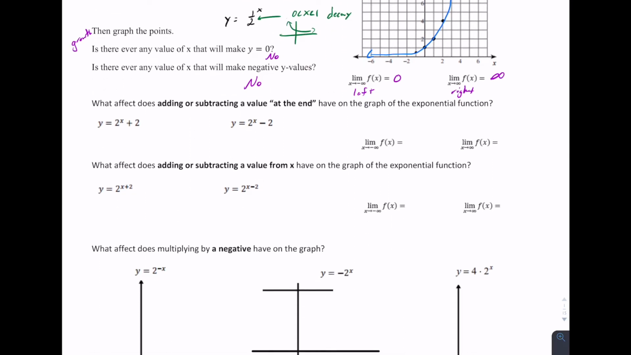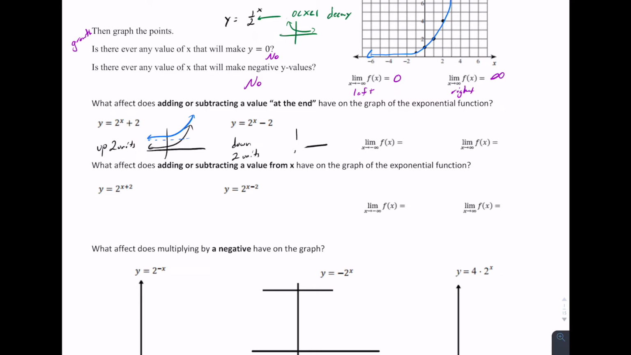All right, so what effect does adding or subtracting a value at the end have on the graph of an exponential function? If you add 2 to the end of it, then you just go up 2 units. So the graph would look like this. Instead of like that, we would shift it 2 units, and so now it would look like that, the blue one. And the other one is the same thing, but now it's down 2 units.